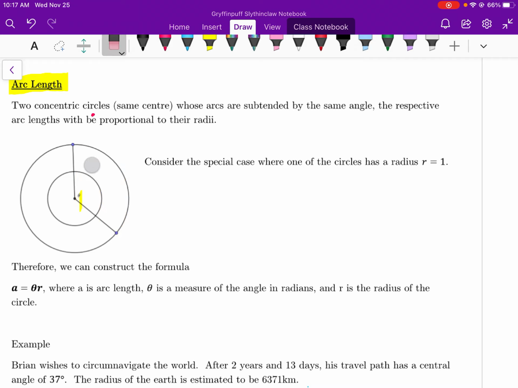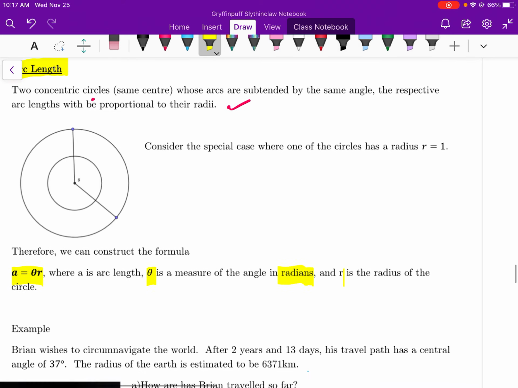All right. So let's consider the special case where one of the radii of our circles is 1. Given the property above, we can create the formula A is equal to theta r, where A is the arc length, theta is the angle in radians, and r is the radius of the circle. Very straightforward formula.